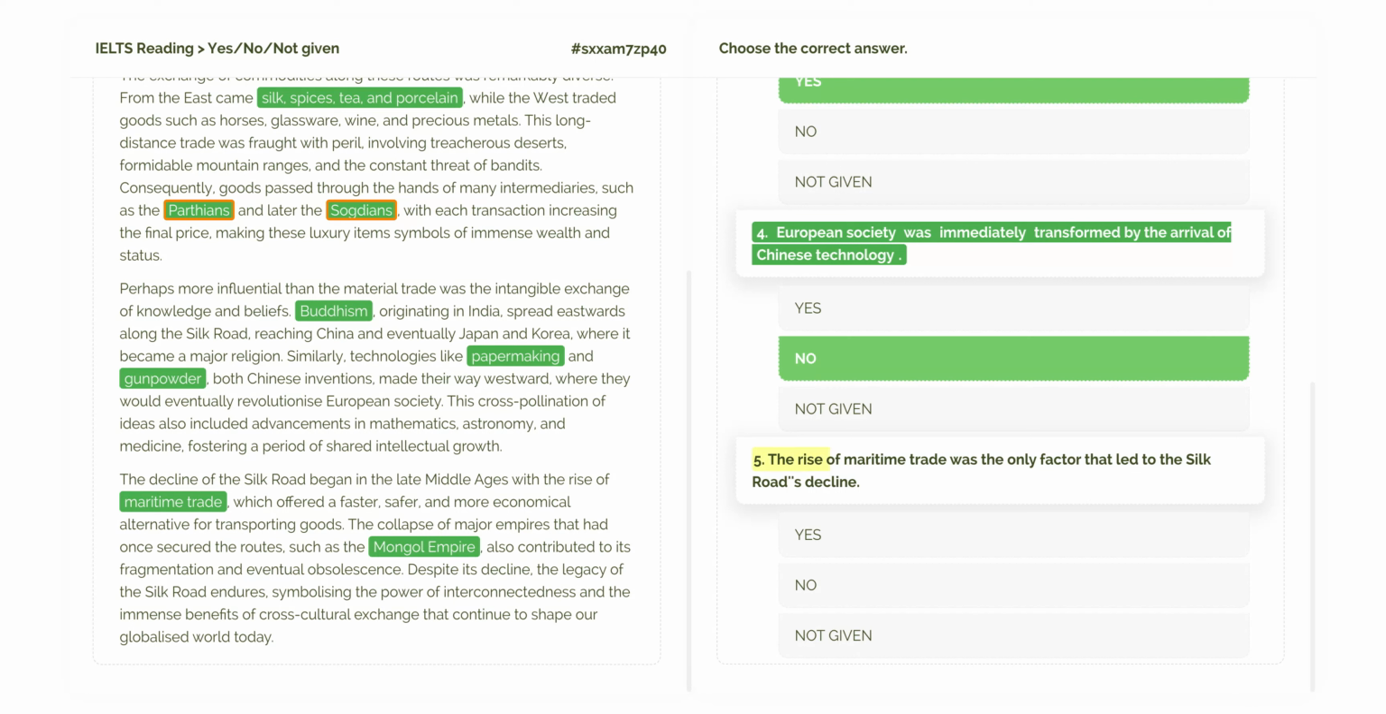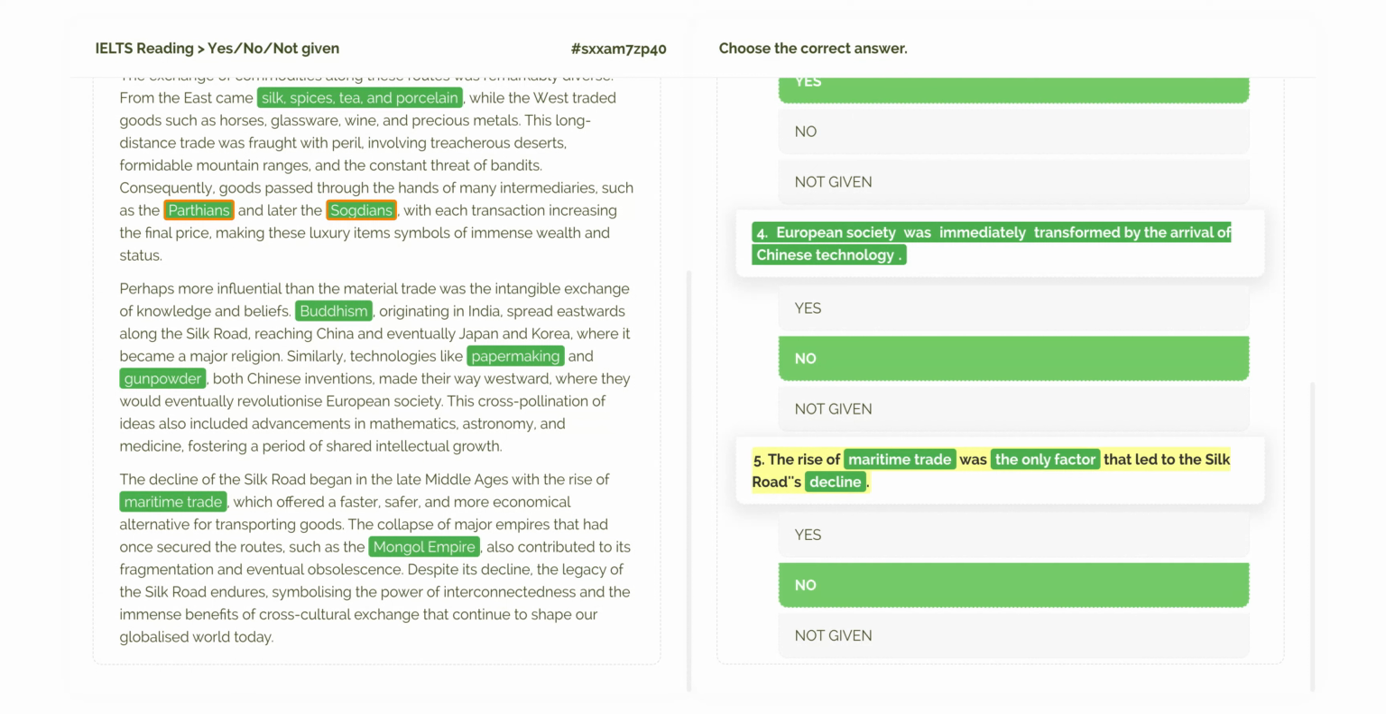The rise of maritime trade was the only factor that led to the Silk Road's decline. Our final question is about the reasons for the Silk Road's decline. The statement makes a very strong claim using the qualifier the only factor. This means that if the text mentions even one other reason for the decline, the answer must be no. We should check the final paragraph, paragraph 4, which discusses the decline. Was maritime trade the single cause?